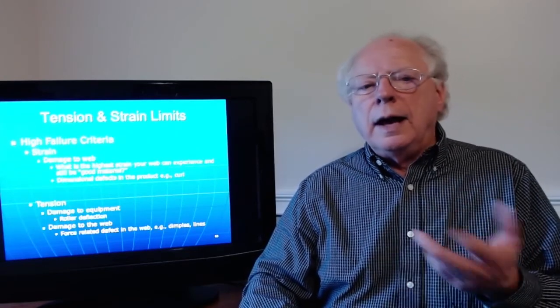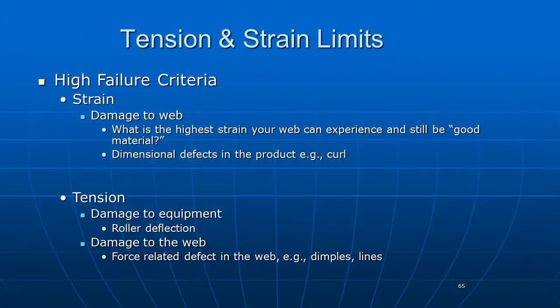So on the high failure side, for strain, it's damage to the web. And so you're going to ask yourself, what is the highest strain that I can apply to my web and still call it good material? At what point is my customer going to complain that I have damaged it, overstrained it, reduced its properties, or something like that? And you have to decide what is damage to your web. Some webs, it may not matter much what you do to them, and others, it could be very touchy.